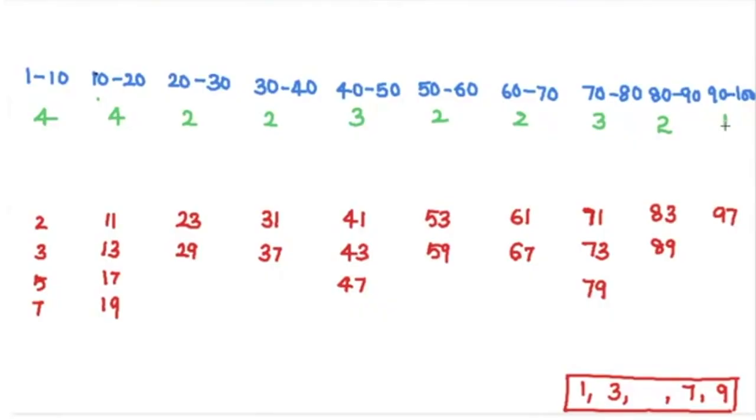Only one prime number. Now count all these values. 4 plus 4 is 8, 8 plus 2 is 10, 10 plus 2 is 12, 12 plus 3 is 15, 15 plus 2 is 17, 17 plus 2 is 19, 19 plus 1 is 20, 20 plus 5 is 25. That means from 1 to 100 there are 25 prime numbers. It is very clear from the previous logic. And these 25 prime numbers we have now written in class, but we are not going to do this in the examination. So why? Because we are going to use one trick here.